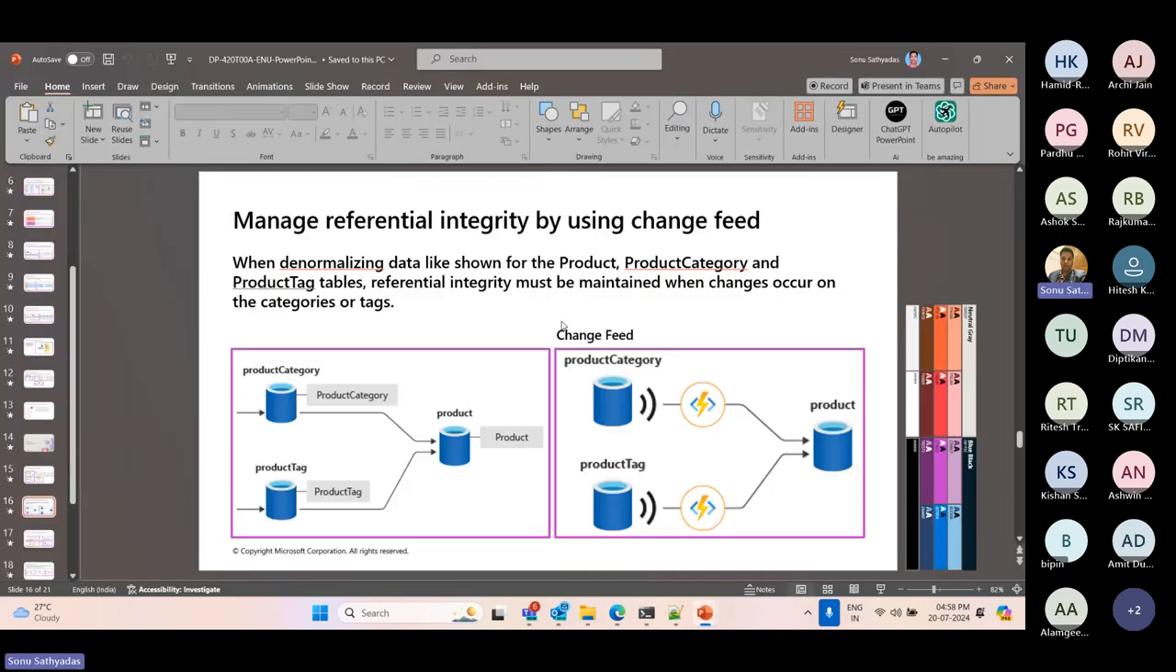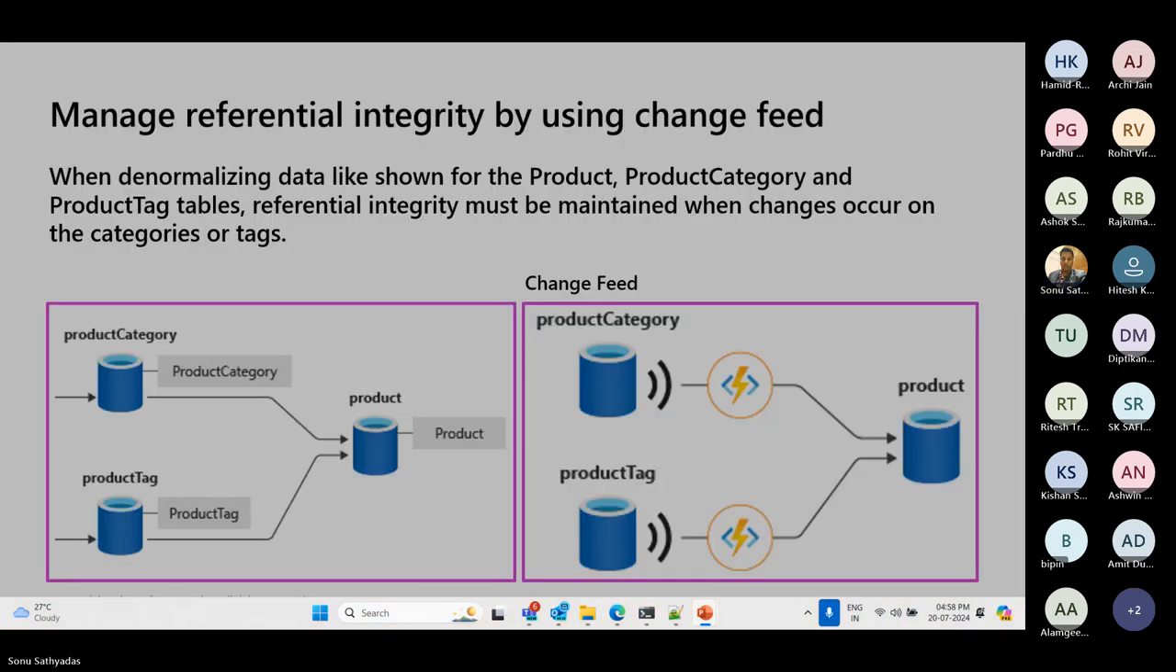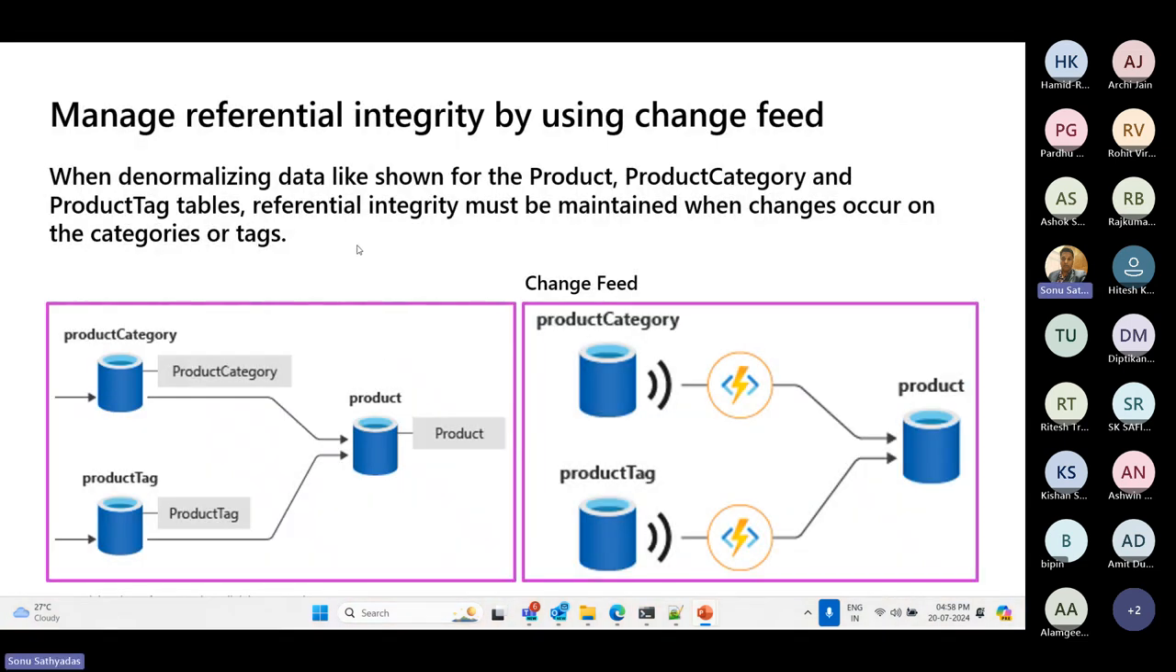So the change feed, as it is specifying, is the event information that is generated by Cosmos DB. What action happened, or in which record it happened, that information will be sent as a change feed. So based on that, you can update another record.